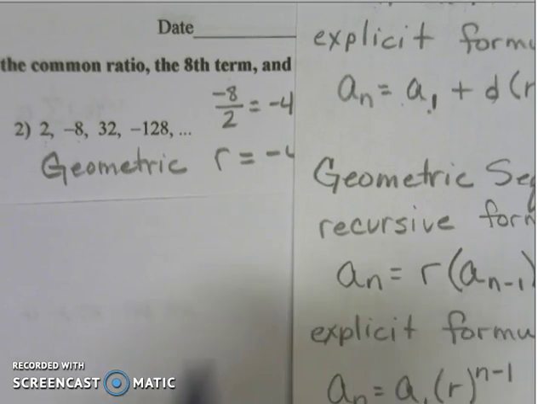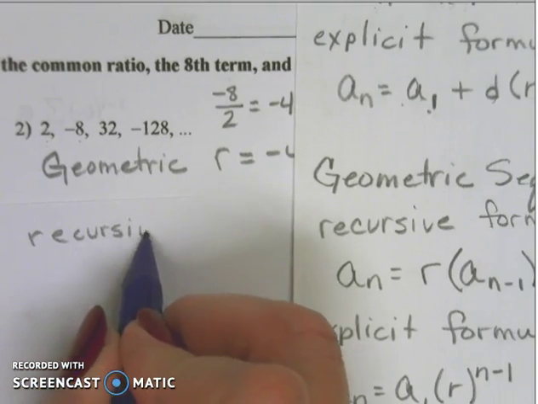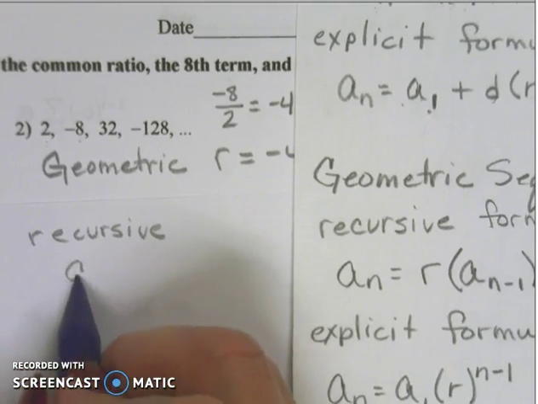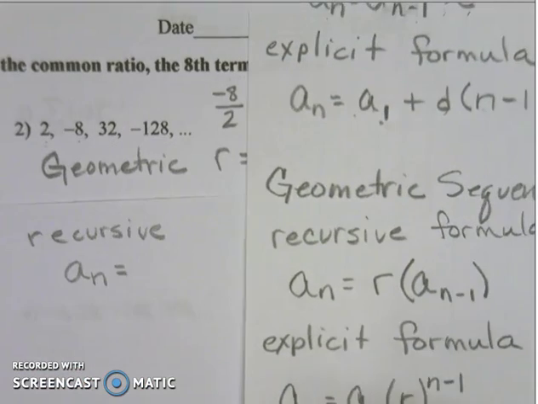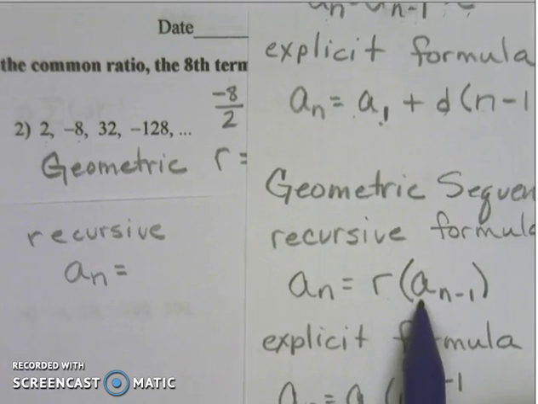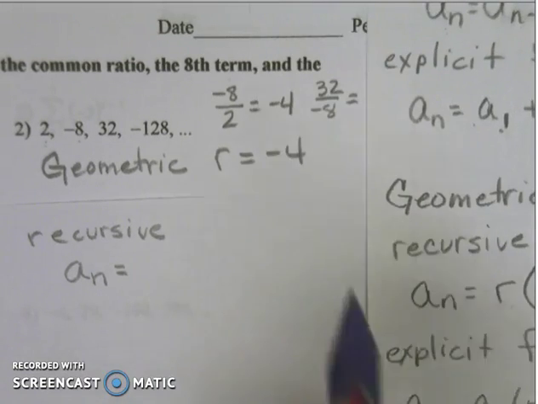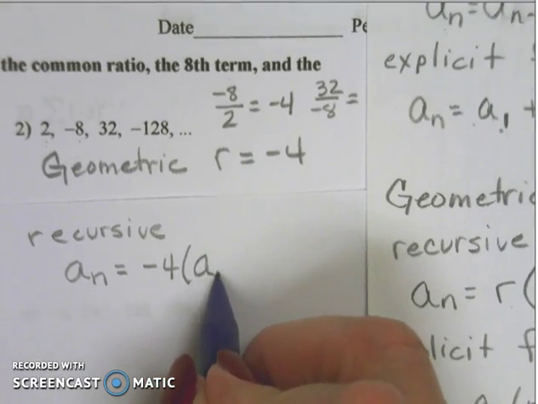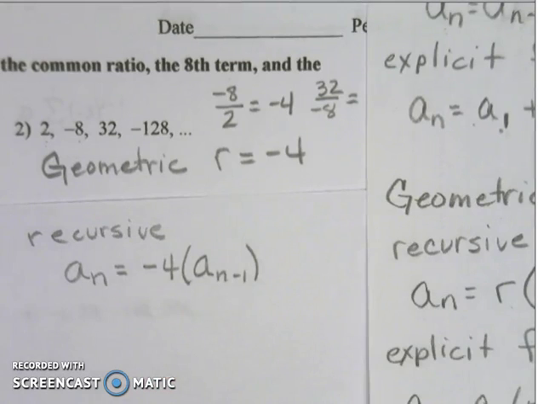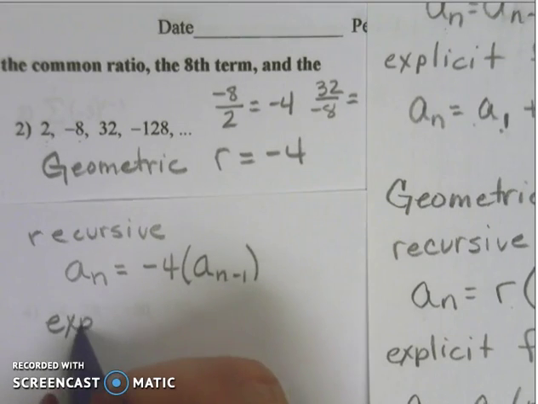Okay, so to write the recursive, it's a sub n equals r times a sub n minus 1. Well, my r here is -4, parenthesis a sub n minus 1. There's my recursive formula. It is finished. I don't have to do anything else to it.